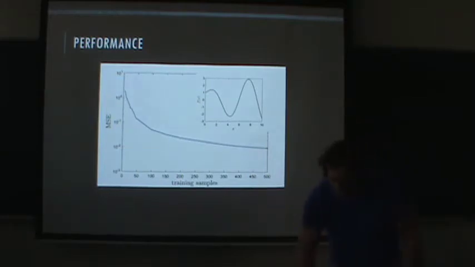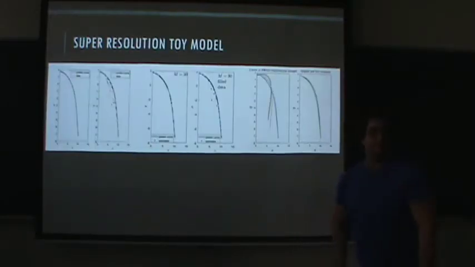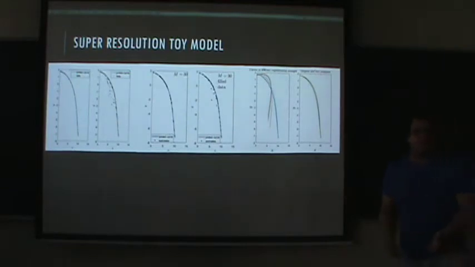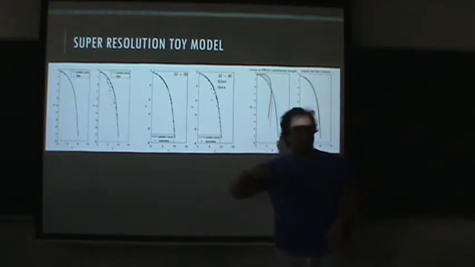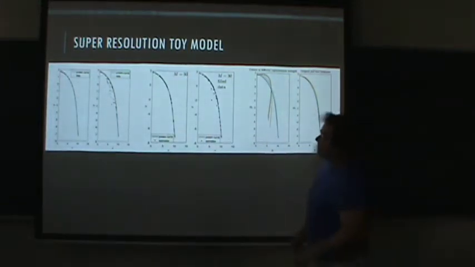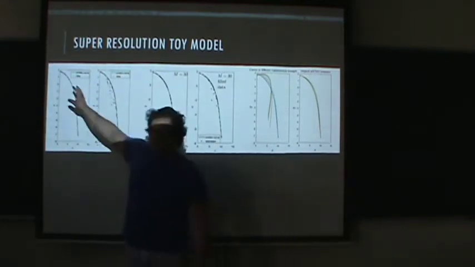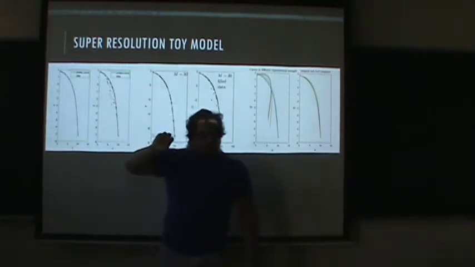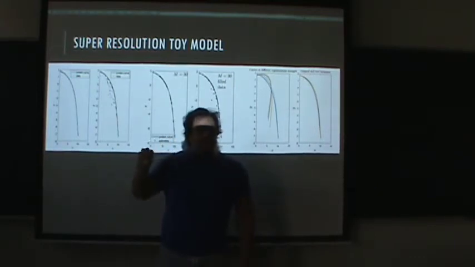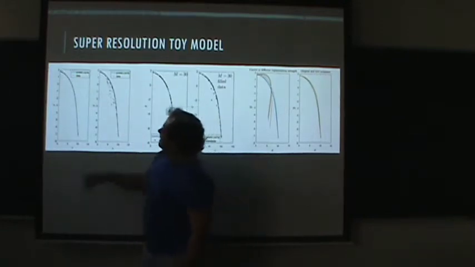Anyways, now that I've given you a feel of what Gaussian processes do and why we care about them, let's show you what we can say from our toy model of super resolution. The blue curve is the underlying truth. The black dots, I gave it very small variance, so it already looks good. That was my mistake, I'm sorry.